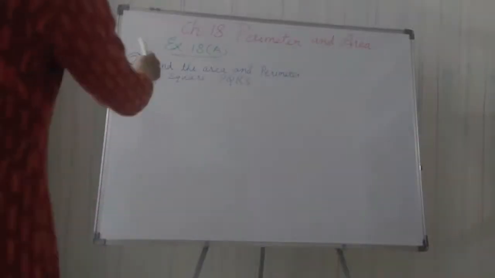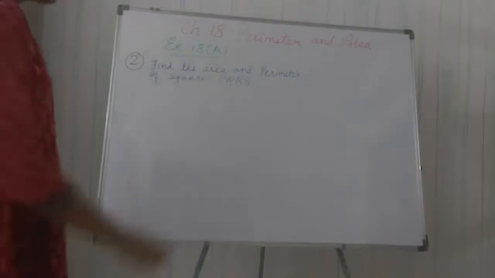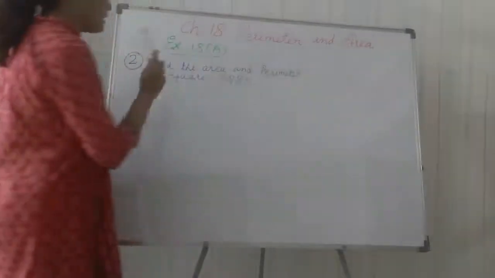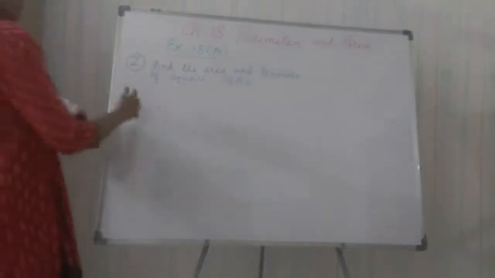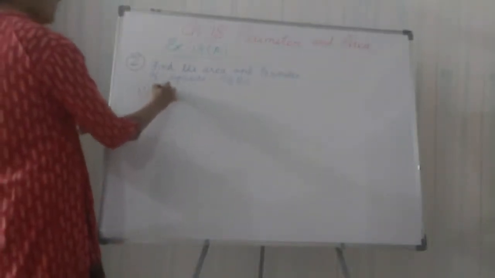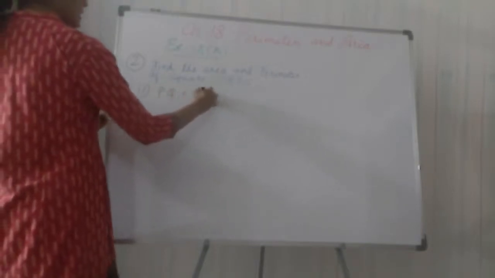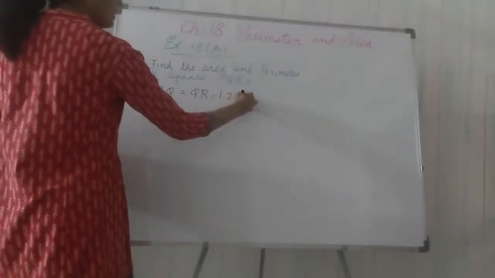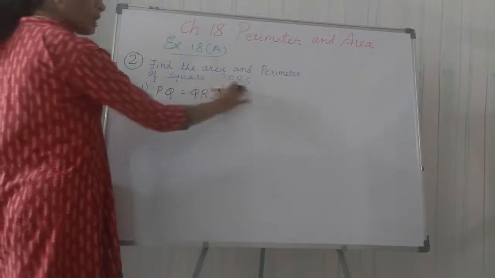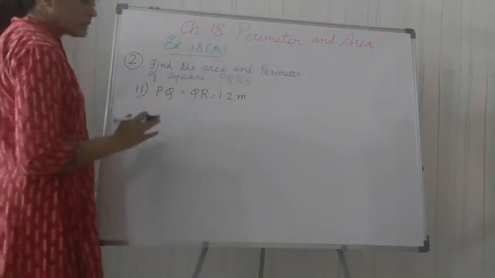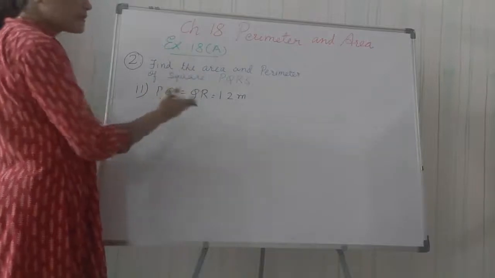Now taking exercise 18A, question number 2. In this question, find the area and perimeter of square PQRS. You are given the name of the square here as PQRS. Now as you are given two questions here, I will take one for you. The other you have to find by yourself. So I am taking the second one, that is PQ is equal to QR is equal to 1.2 meter. Means in this question you are given the sides of the square PQRS. PQ and QR are the sides, and we all know that in a square all the sides are equal.